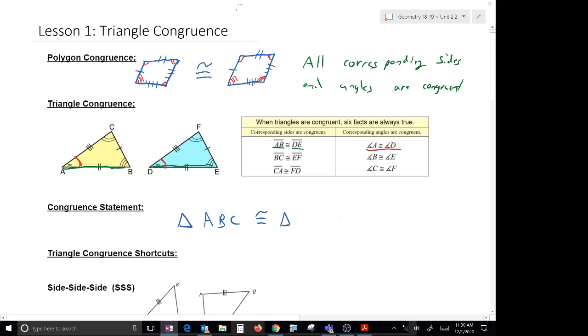So A matches with D. So D goes first. B matches up with E. So E would go in the middle, and C matches up with F. So it goes by what matches up. It does not go by alphabetical order. It just so happens that the triangles were labeled that way, that the alphabetical order matches up, but that is not necessarily the case.